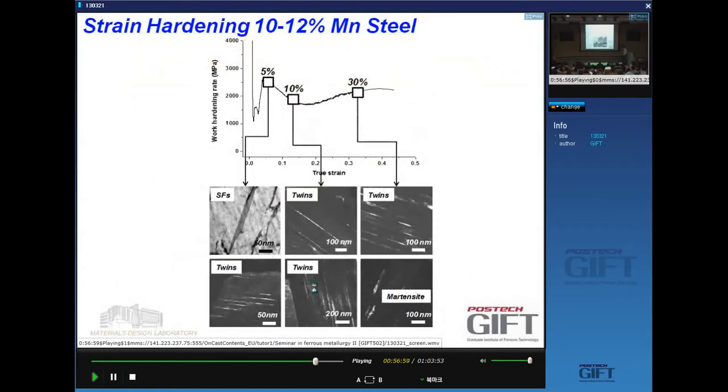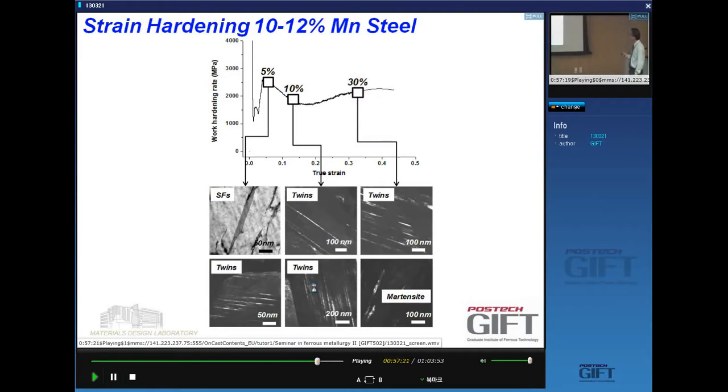In the process of doing this, Sangwon, the student who worked on this system, found out that if you look at the work hardening, it has two peaks. It has one peak and another peak. The first peak we expected, of course, because it is due to the twinning of the gamma phase.